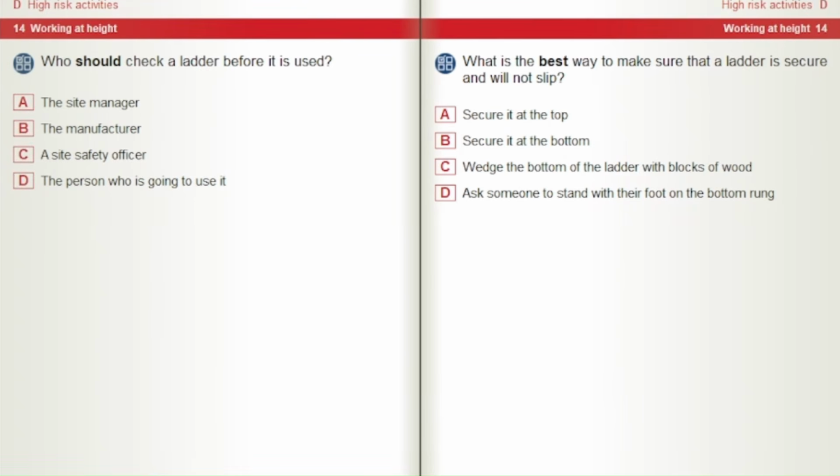What is the best way to make sure that a ladder is secure and will not slip? Secure it at the top. Secure it at the bottom. Wedge the bottom of the ladder with blocks of wood. Ask someone to stand with their foot on the bottom rung.